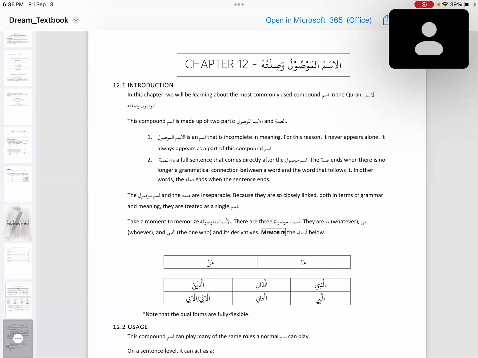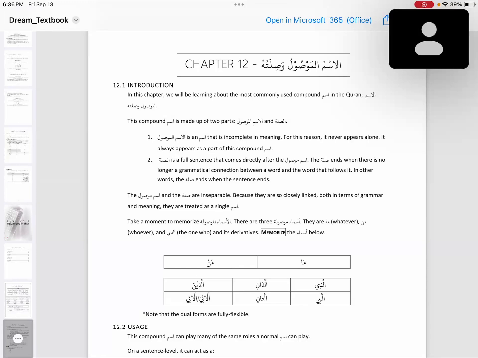The sila ends when there is no longer a grammatical connection between a word and the word that follows it. In other words, the sila ends when the sentence ends. The ism mawsul and the sila are inseparable because they are so closely linked, both in terms of grammar and meaning. They are treated as a single ism.